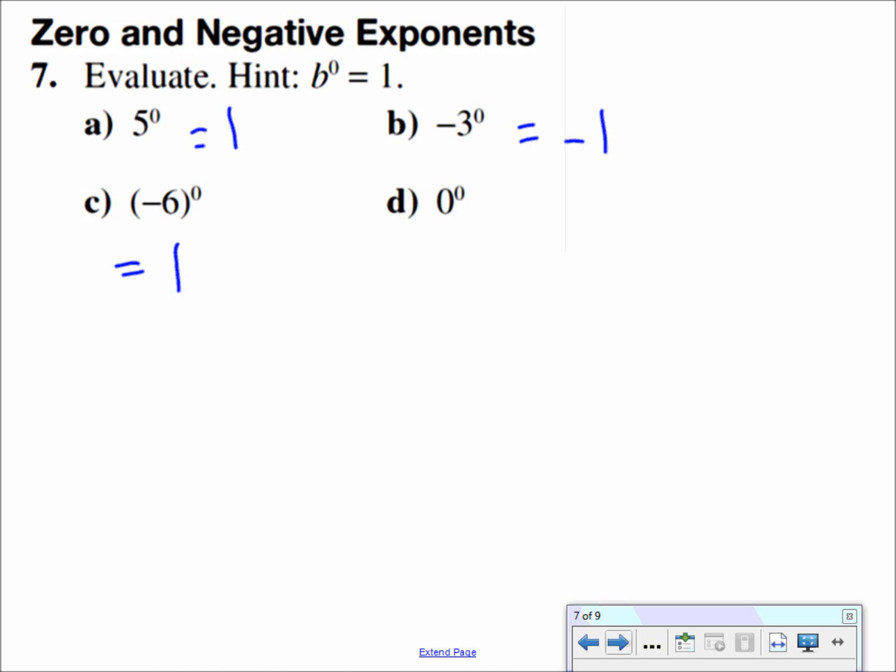And 0 to the 0, right? I know this is counterintuitive. Try it. You get an error. Okay? So we're going to say does not exist. Okay? Does not exist.